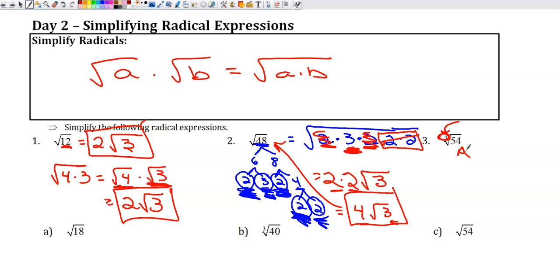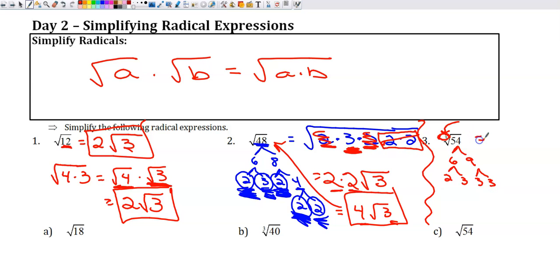Actually, I'm going to keep breaking this down. No different. 54. I think of 6 times 9. Again, it's even. Could I have done 2 times 27? Sure. Could I have done 3 times 18? Sure. You've got options. You've got to find something that goes into 54 evenly. Well, they're not the same, so I'm going to keep going further. 6 is 2 and 3. 9 breaks into 3 and 3.